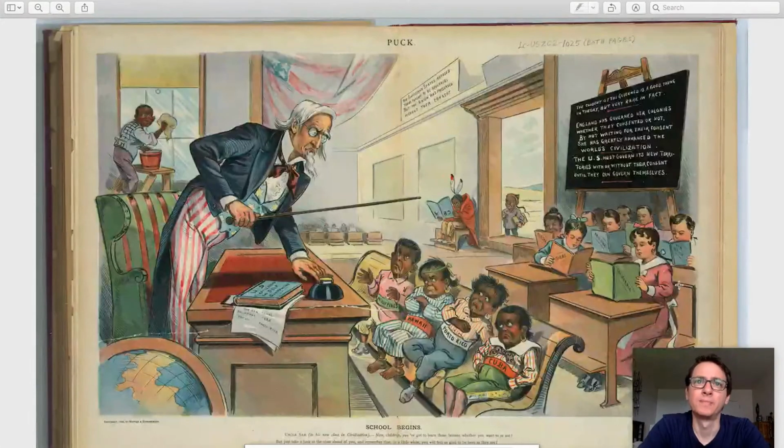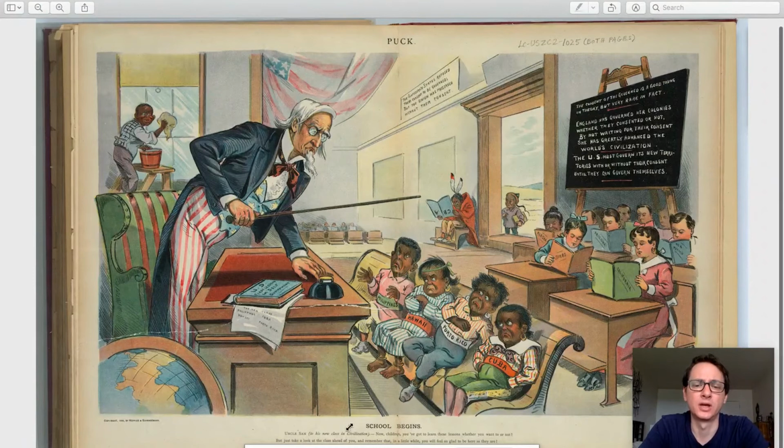So here it is. In my initial quick scan, I noticed that Uncle Sam over here, who is always used as a symbol of the United States or its government, appears to be yelling at several small children, who appear to be students in some sort of classroom. Which makes sense because down here I noticed that the title is called School Begins.